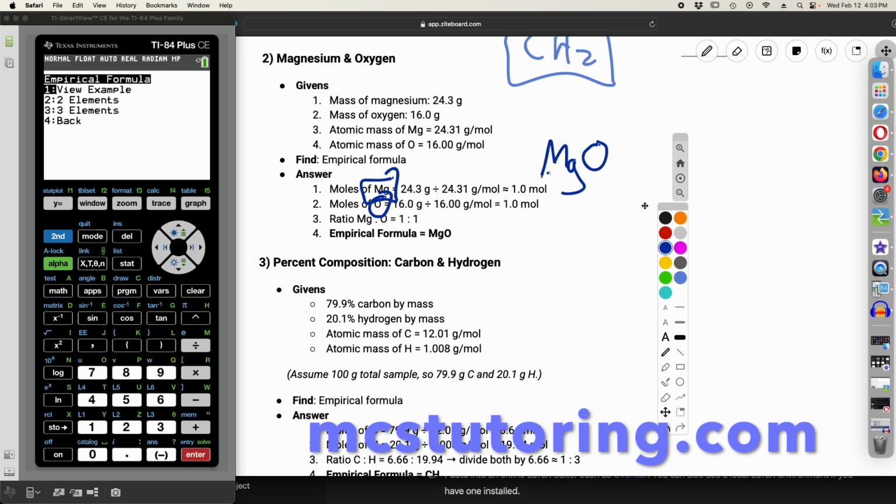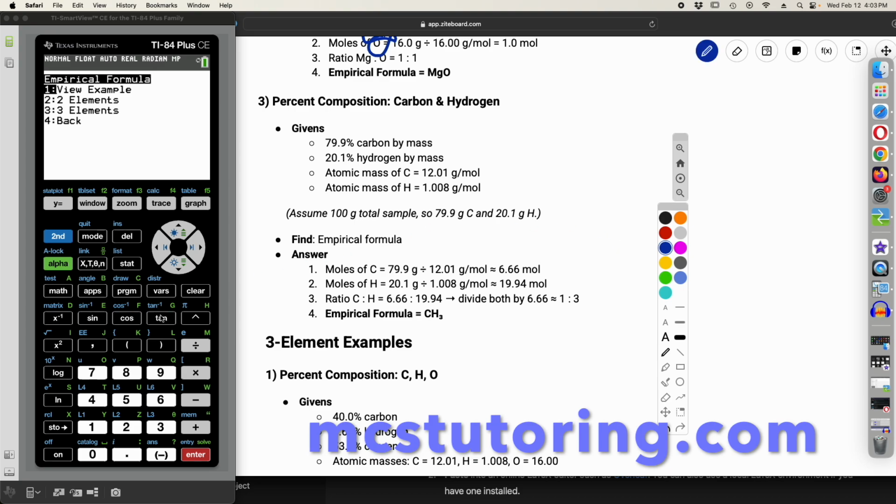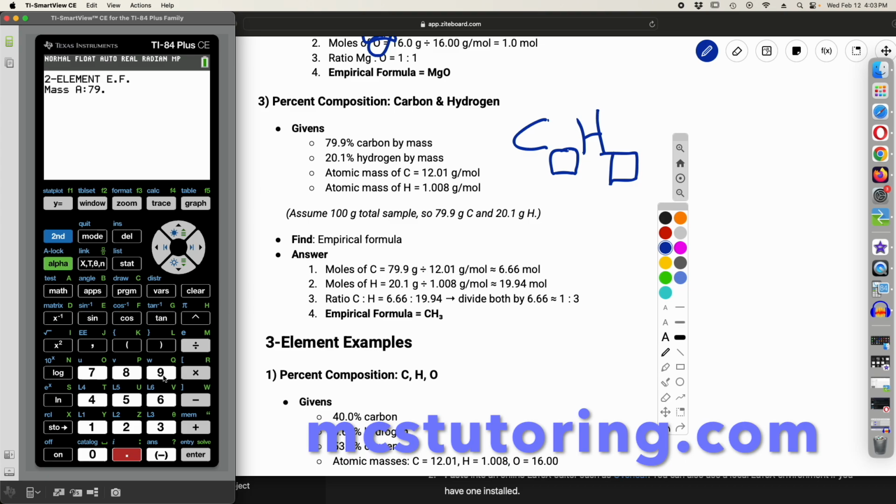Okay, we continue. Carbon, hydrogen, another two element thing. So remember, it's going to be C something, H something. We don't know yet. So the mass of A says 79.9%. You're like, what do we do? We're just going to enter it like it's a 100 gram total sample. So 79.9, and the atomic mass of carbon, 12.01. Some periodic tables might just have it as 12. Shouldn't be that big a deal because my tolerance is pretty small, but not super tiny, for these ratios.